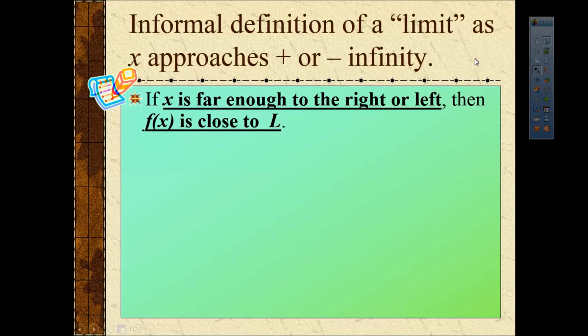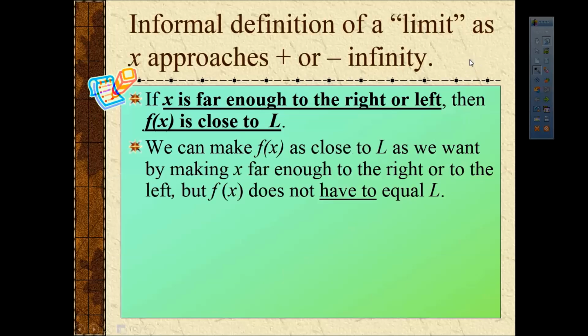So our first condition is if x is far enough to the right or left, then our function f of x gets close to some value L. In our example, as x went very far to the right, f of x got close to the value 2.